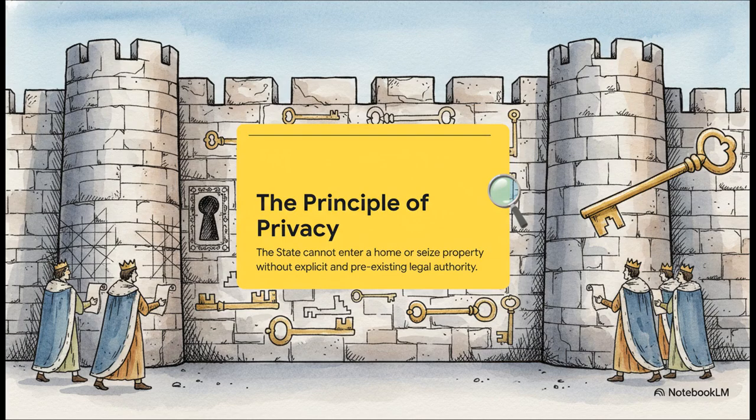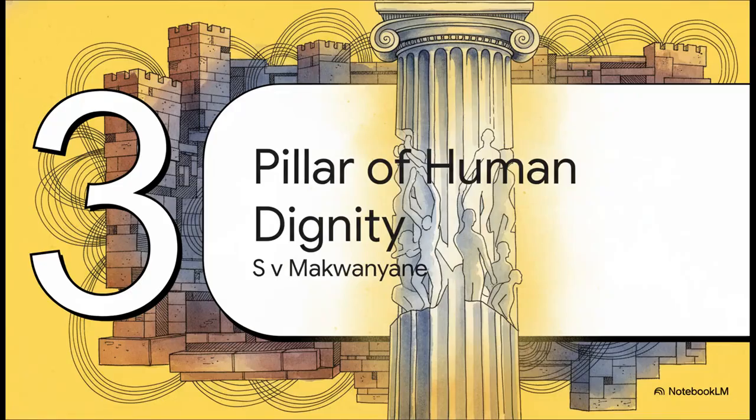Without that legal key, the king's messengers are no better than common burglars. So, we have our connecting threads and our fortress walls. Now let's talk about the central, load-bearing pillar that holds the whole structure up. The idea that every single human life has inherent value and dignity.